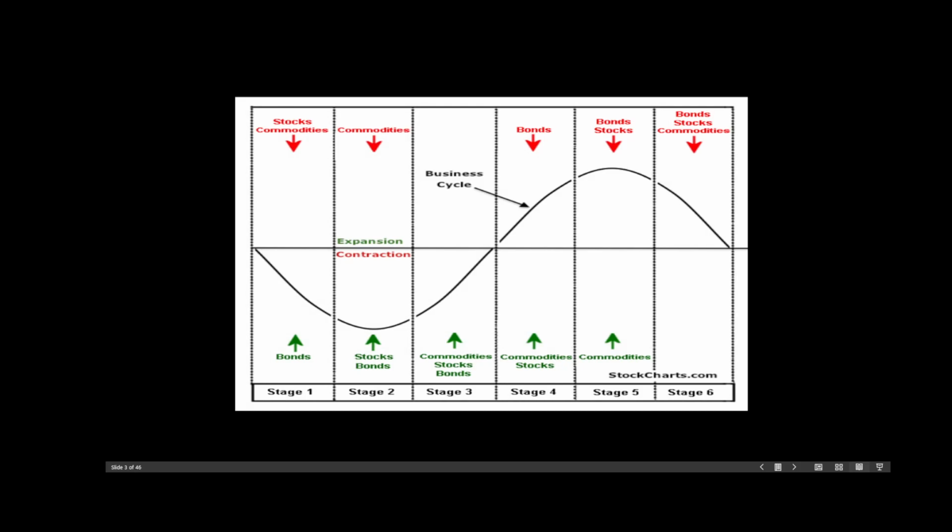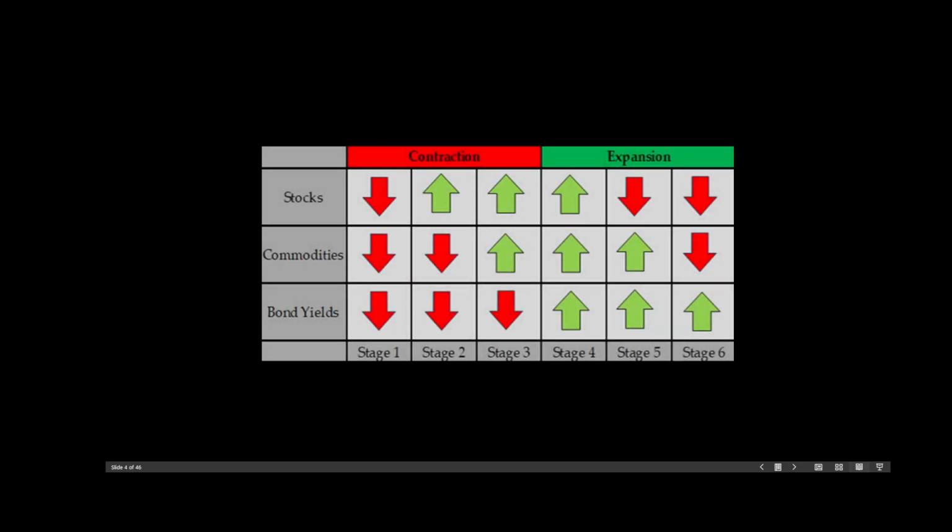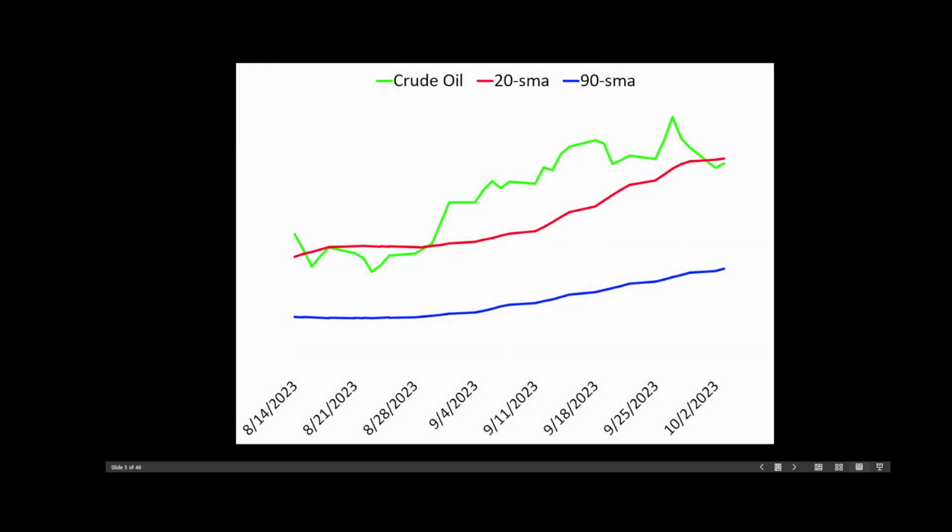What we're going to talk about today is the business cycle, which oscillates between expansion and contraction phases. For the sake of simplicity, we're going to define the business cycle as one where we measure stocks, commodities, and bond yields on the daily closing prices. We're going to take you through each stage of the way.